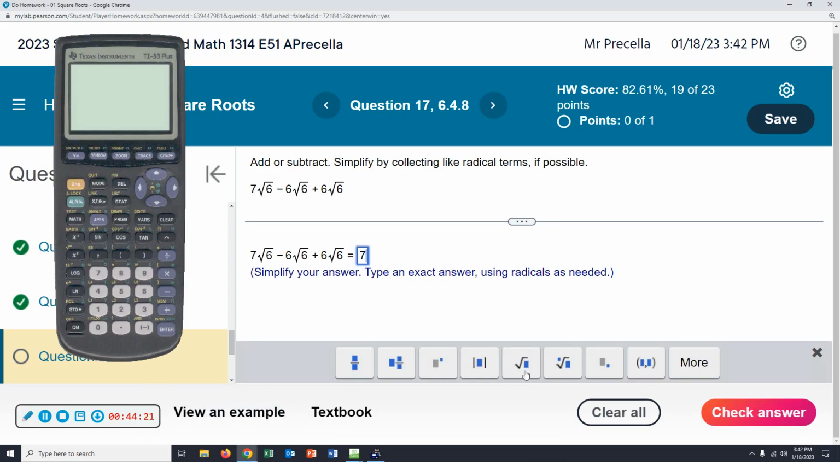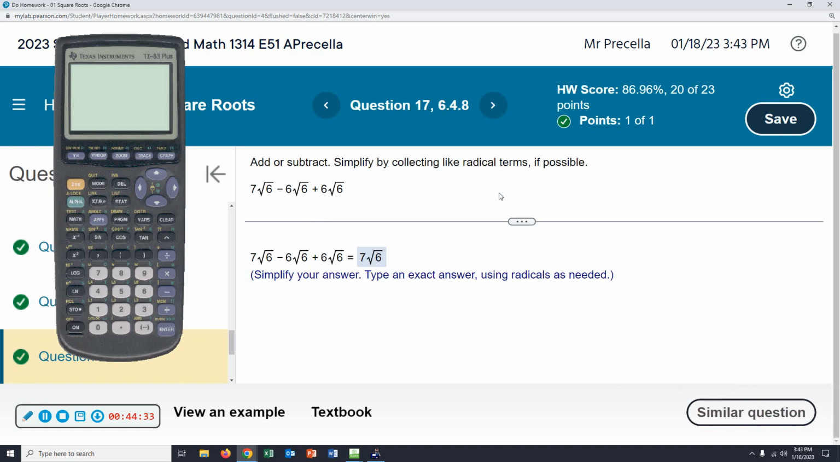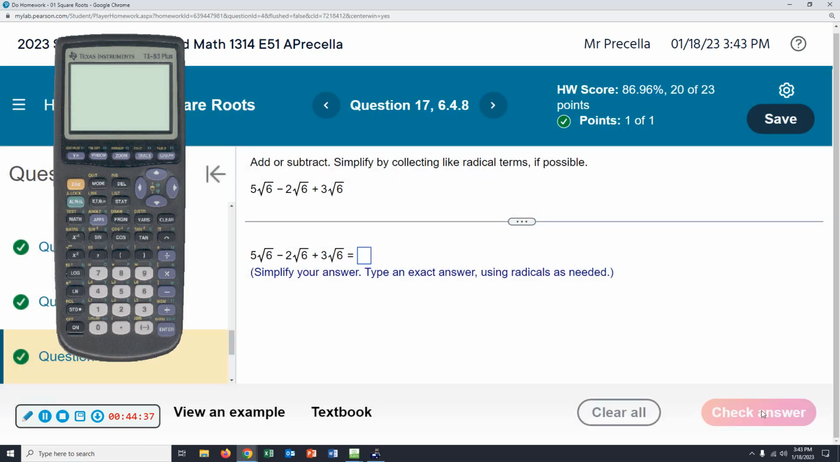7 square root of 6. I'll check it and I want to do another one like that. So how do I get to the similar question? I'll close this little box out, say similar question, and, oh okay, this one's a little bit better. There's not so many sixes, but there's still 3 of them.